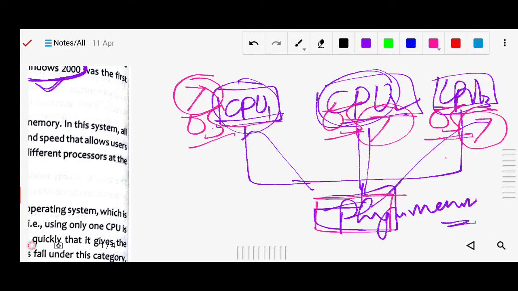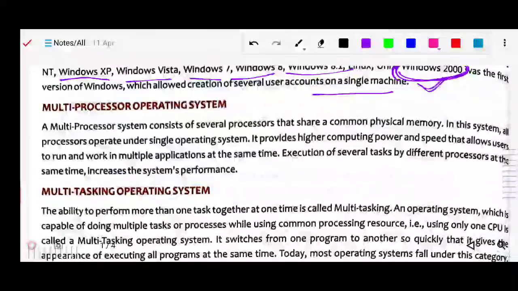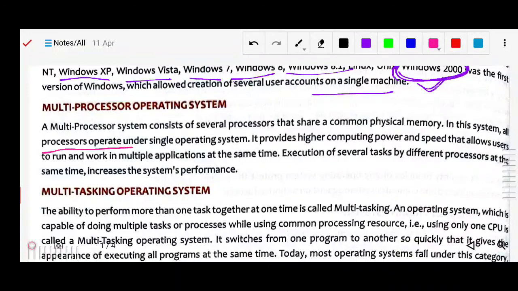Understood? Now see here. In this system, all processors operate under a single operating system. It provides high computing power and speed that allow users to run and work in multiple applications at the same time. Execution of several tasks by different processors at the same time increases system performance.